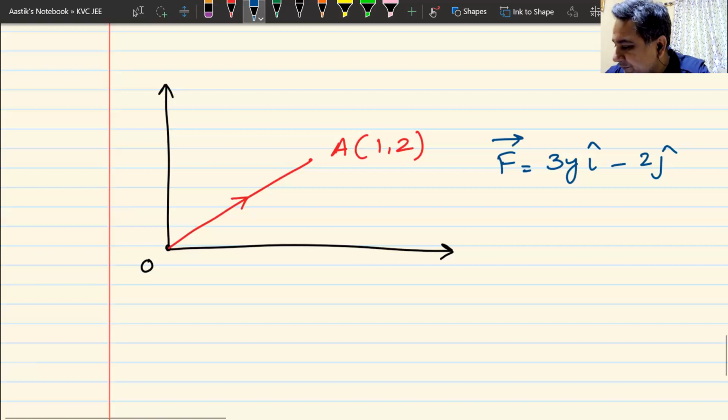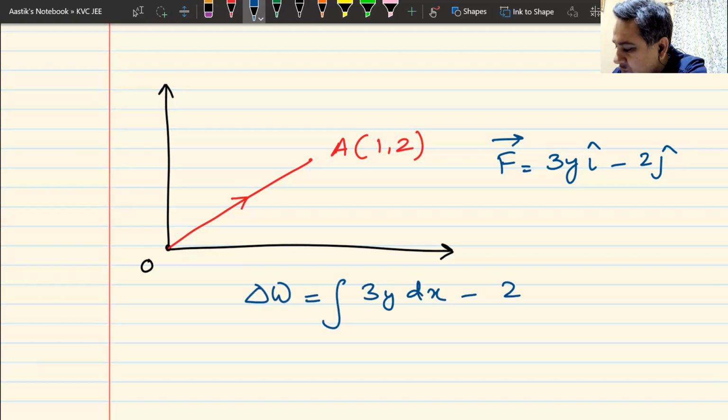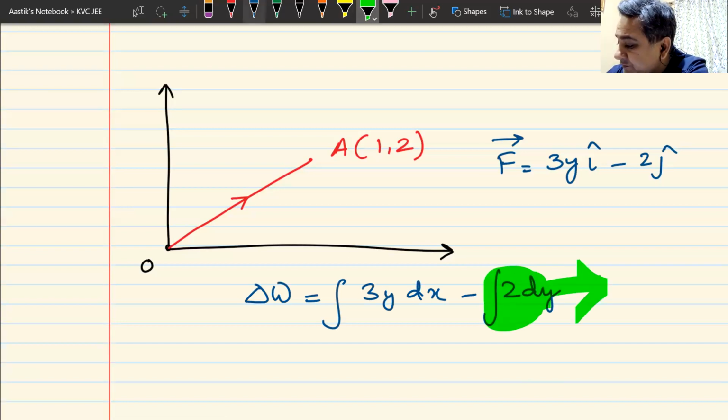Tell me. How did you? What is the first step? The first step is obviously this one, right? Work done is integrated, sir. F of x dx. Yeah, so it is 3y dx minus 2 dy, right? I don't think this is a problem, right? We already know that this is not a problem, correct? The answer for this one is minus 4.